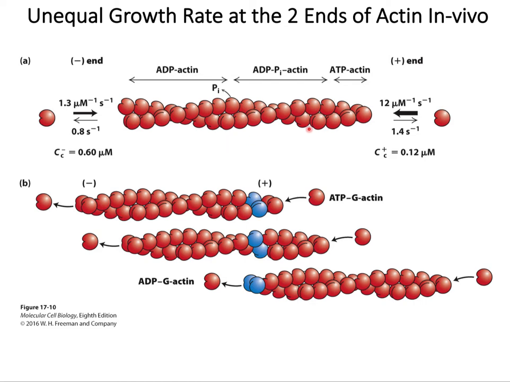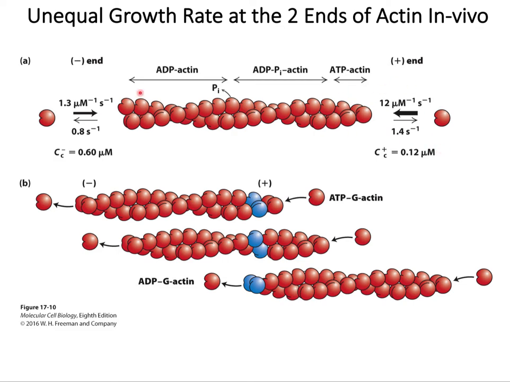As it turns out, at the plus end, the critical concentration, denoted as Cc plus, is 1.4 subunits per second over 12 subunits per second. That is 0.12 micromolar, 0.116 rounded to 0.12 micromolar. So above this concentration, which is 0.12 micromolar, G-actin is added to the plus end and it grows.